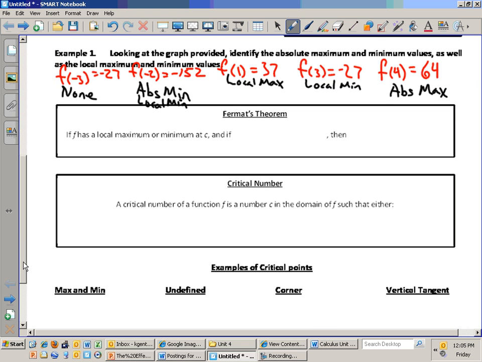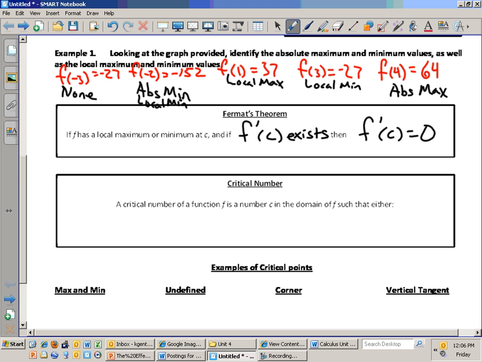So this guy by the name of Fermat, who's really famous, lived back in the 1600s. Somebody proved Fermat's last theorem. He said something about calculus, which is very important, okay? And it says this: if f has a local max or a local min at c, and if f prime of c exists, then f prime of c is equal to 0.